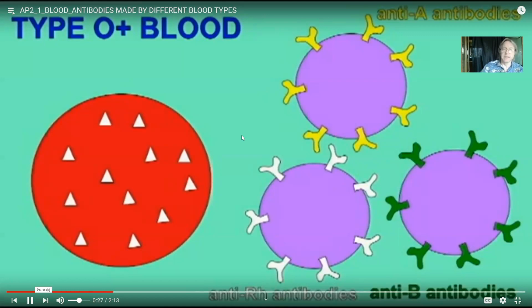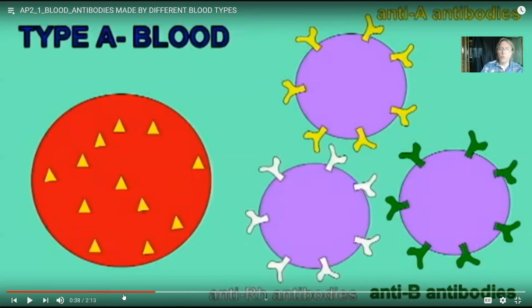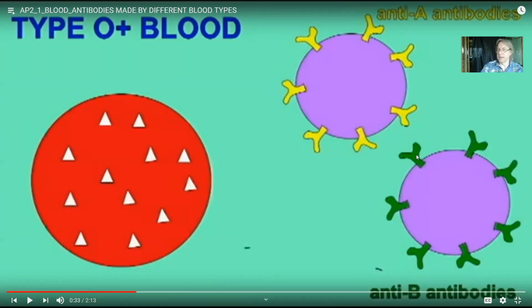They are positive, which means they have the Rh factor. And as a fetus, they realize, wait, I don't want to attack myself, so I can't make the anti-Rh antibodies, which would then attack the Rh factor. So someone who is O positive then makes anti-A and anti-B antibodies because these will not attack self. There are no yellow or green triangles here, but they cannot make the anti-Rh antibodies. Once again, the easiest way to remember it is you can't make antibodies against yourself. So if you have the Rh factor, the white triangles, you can't make anti-Rh antibodies.